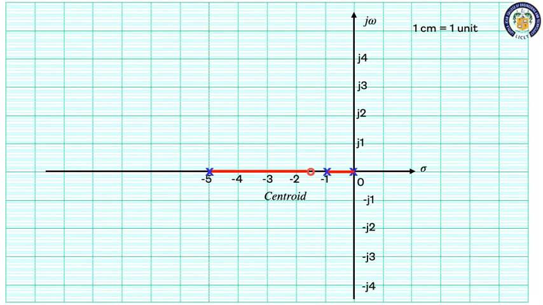So I'm marking the same. So mark the centroid as minus 2.25 and angle of asymptote 90 degree. A straight line you will get. Okay, so this is your angle of asymptote. Okay, so from the centroid you need to mark all the angles of the asymptotes. So we have drawn this one.